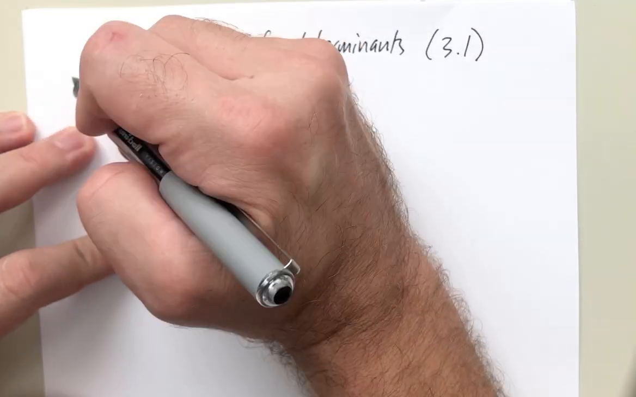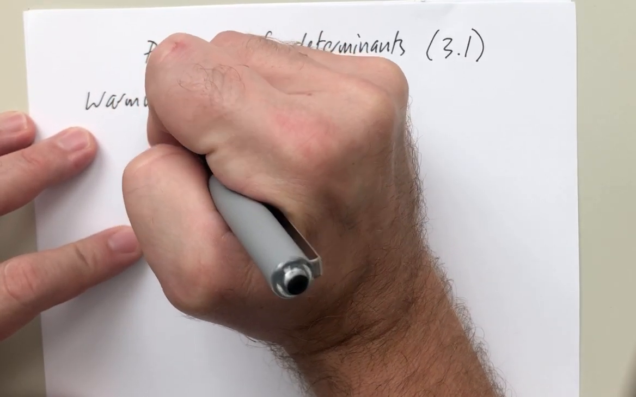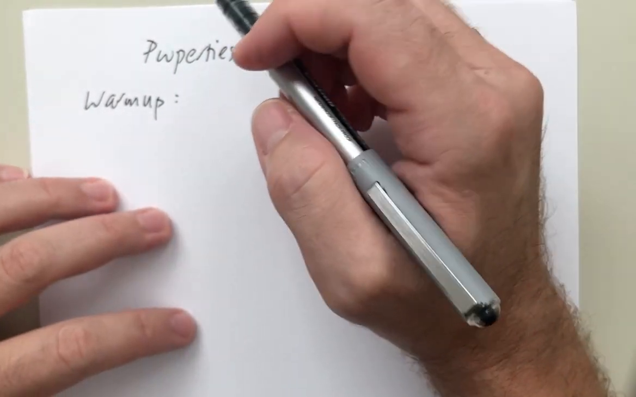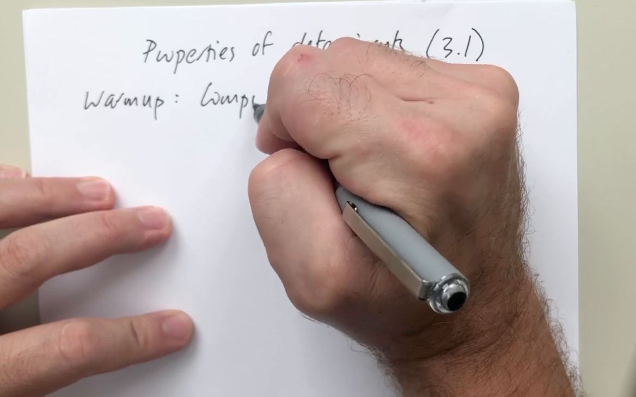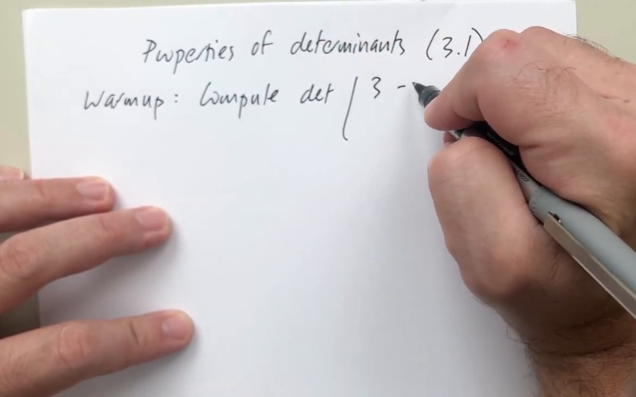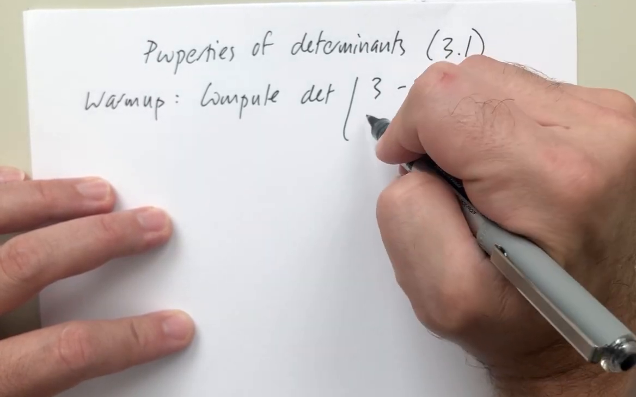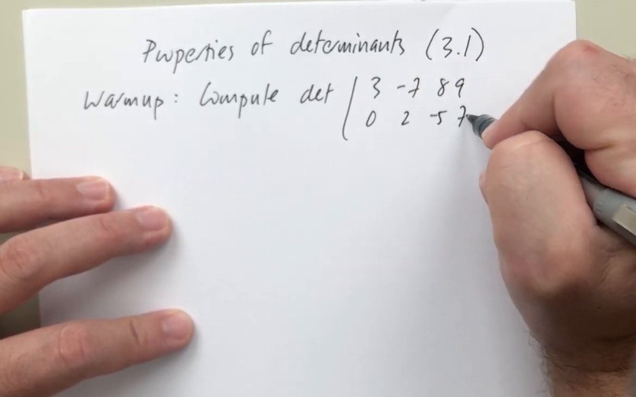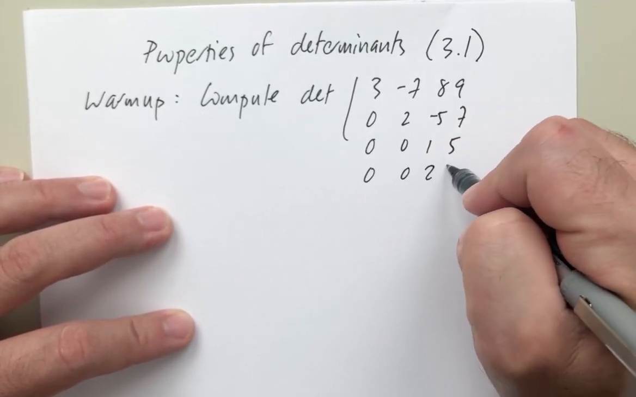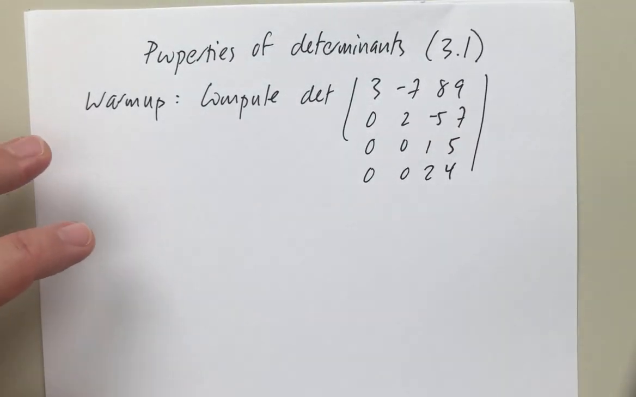So I think I want to start actually with just a warm-up calculation. We haven't seen a determinant of anything bigger than 3 by 3, I think. So let's compute the determinant of, let's do a 4 by 4: 3, minus 7, 8, 9, 0, 2, minus 5, 7, 0, 0, 1, 5, 0, 0, 2, 4. So it's a 4 by 4.